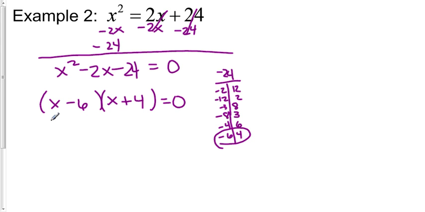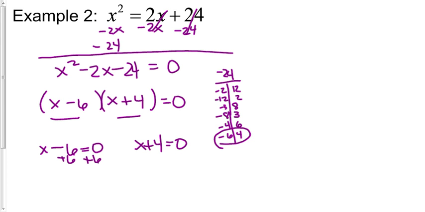Now we want to find the solution, so set each factor equal to 0. x minus 6 equals 0, x plus 4 equals 0. What are the two solutions? Well, in this first case, I'm going to end up with positive 6.